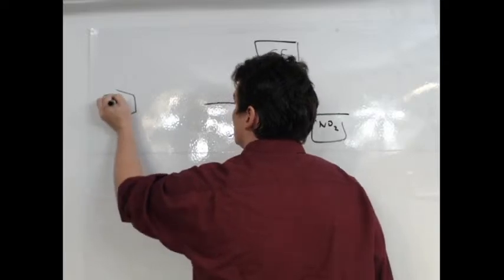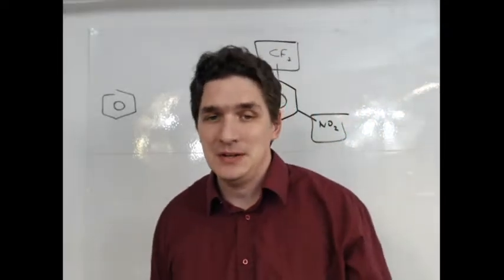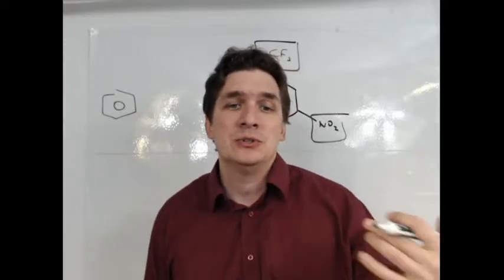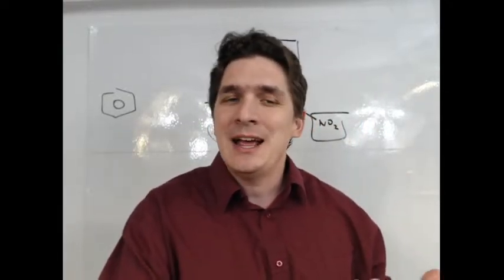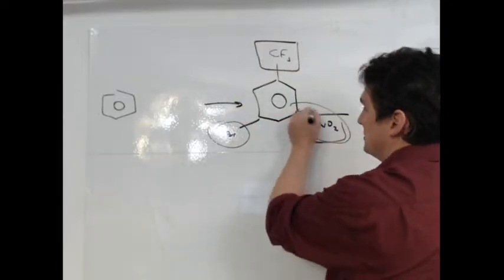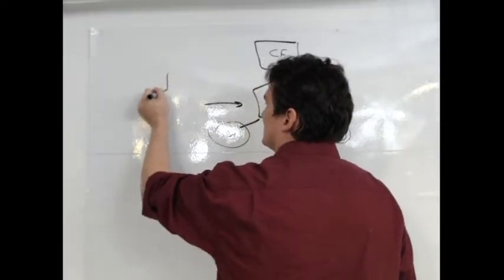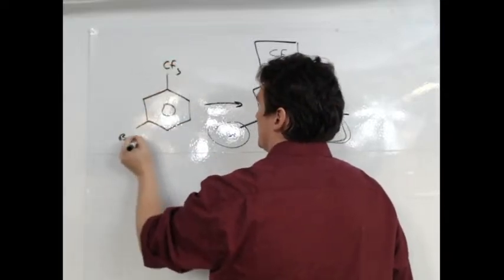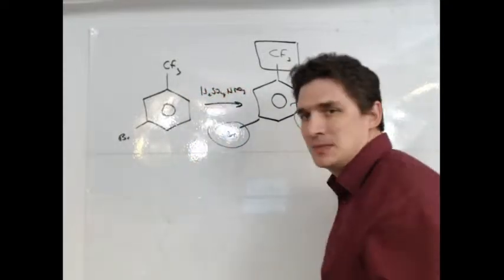Another thing to keep in mind, by the book's definition, all three of these are meta directors. Since meta directors are all electron withdrawing, what we don't want to do is add the nitro group first because it's going to slow down the reaction. So practically nitro is the last one we want to add. My first guess is that we're going to add the nitro group after the fact. So I would say this is probably your precursor, and we're going to nitrate it with the aqua regia. So let's see if I'm right.